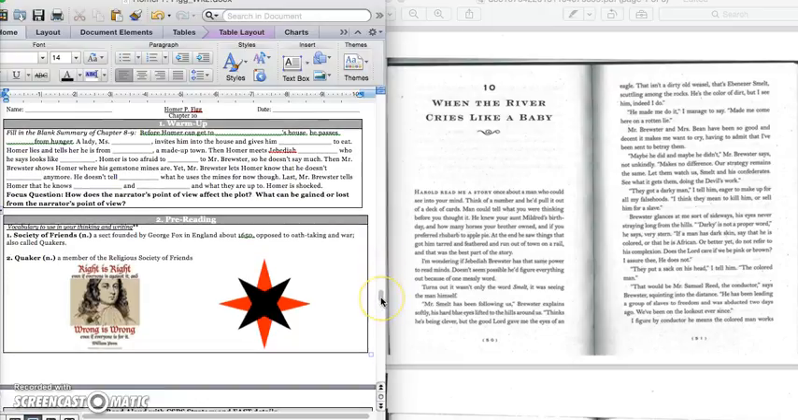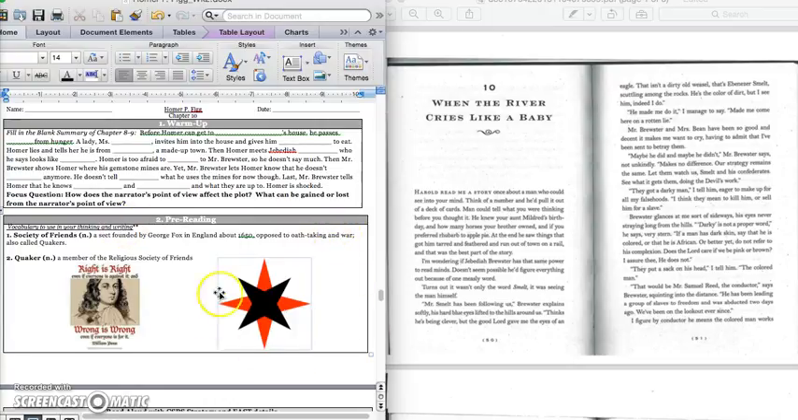Before we keep reading, we're going to preview our vocabulary words. The first one is Society of Friends. It's a sect founded by George Fox in England about 1650, and they are opposed to oath-taking and war. So it's a religious group.